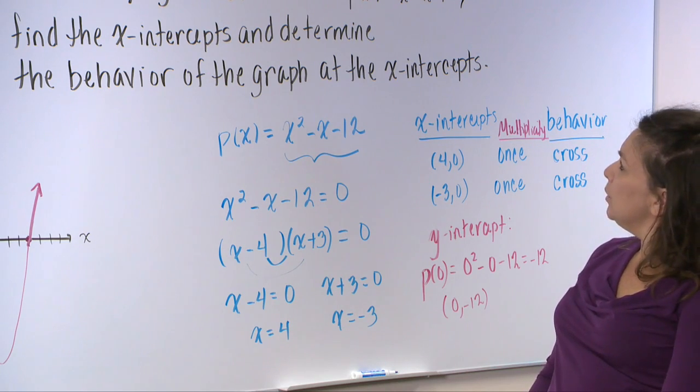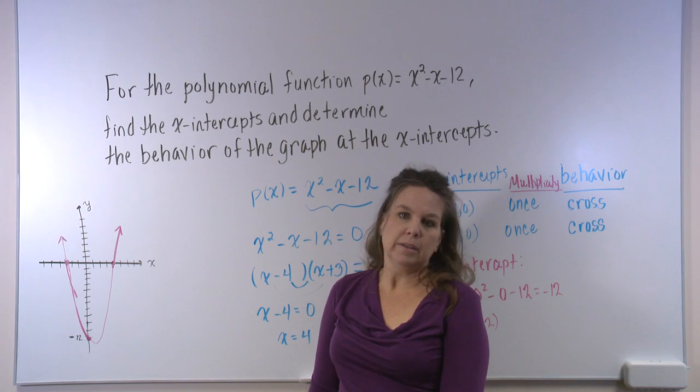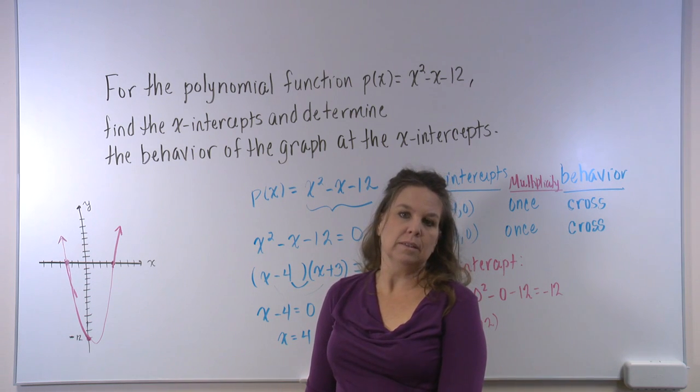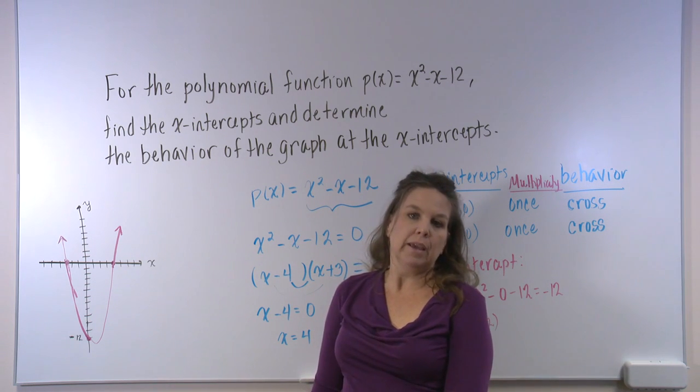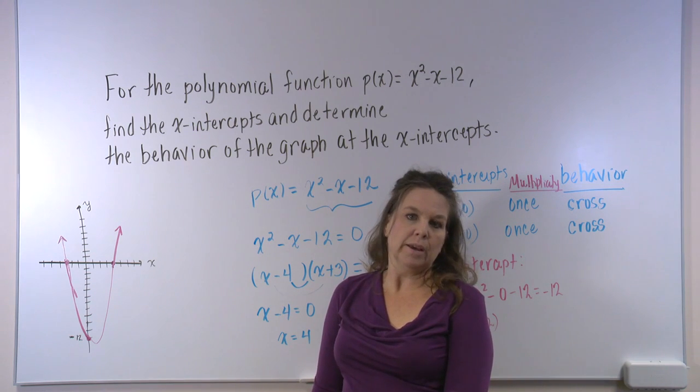So for the polynomial function x squared minus x minus 12, we determined the x-intercepts, the behavior of the graph at the x-intercepts, as well as the y-intercept, and sketched the graph.